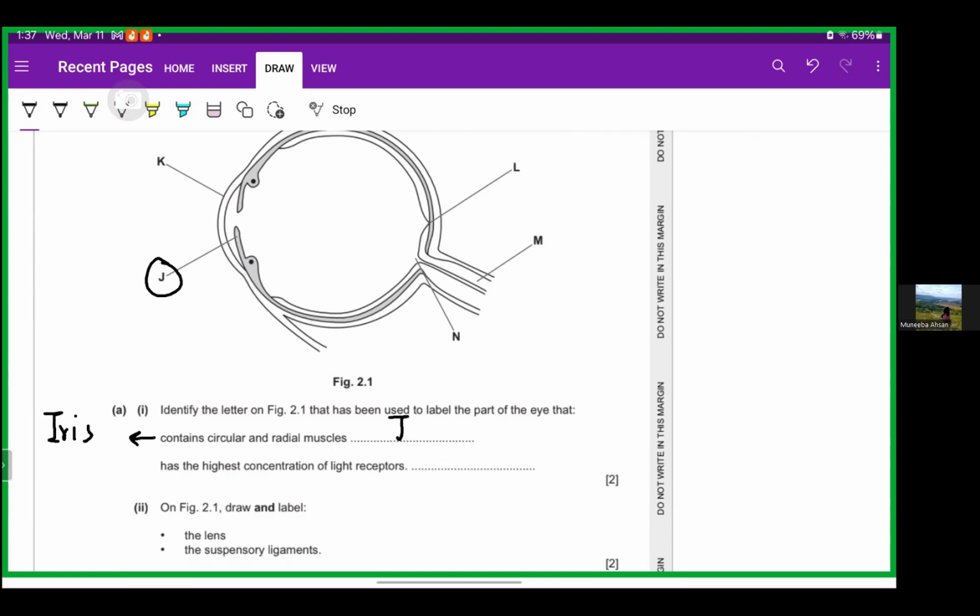Next is has the highest concentration of the light receptor. So this is present in the fovea centralis, or you can say fovea, and this is this region on the retina, which is labeled as N.